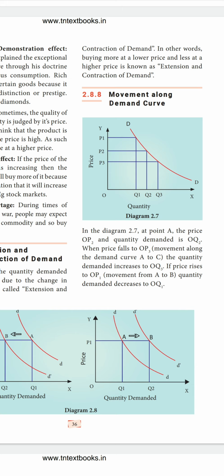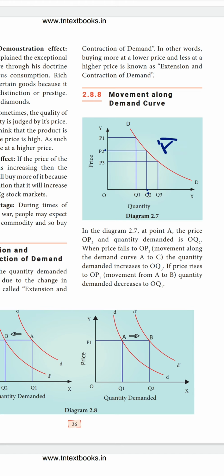We may explain this through the graph. Movement along the demand curve, in that they have given the graph alone. Through that, we may explain the extension and contraction of demand. In this graph, they have given the price on the y-axis and the quantity on the x-axis. If the price is OP2, then the quantity is OQ2, isn't it? Both OP2 and OQ2 are equal. This point we are calling A.